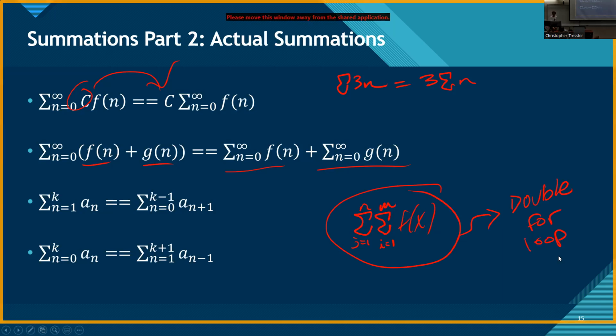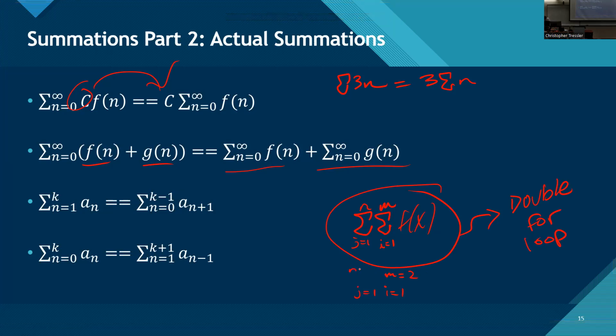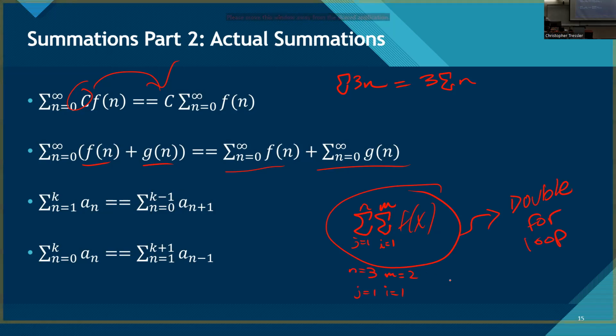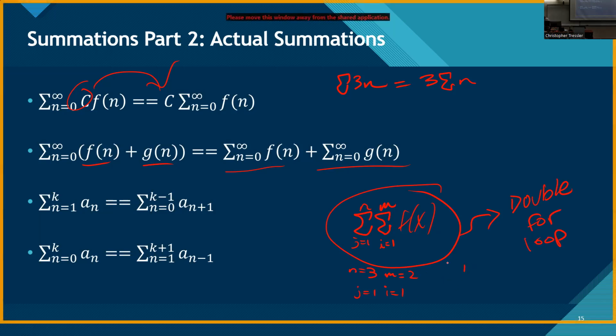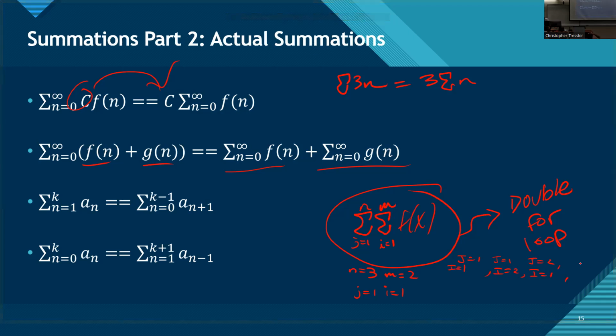Keep that in mind. So maybe if i was 1 and m was 2, and j was 1 and n is 3, we would first go i is 1, while j is 1. So j is 1, i is 1, and then j is still 1, i is equal to 2, and then j equals 2, i equals 1, j equals 2, i equals 2, and so on.